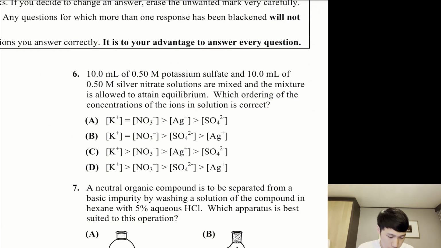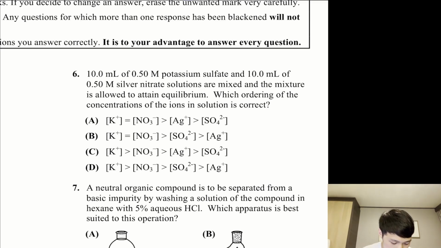Problem 6. 10 mL of 0.5 molar potassium sulfate and 10 mL of 0.5 molar silver nitrate are mixed, and the mixture is allowed to attain equilibrium. Which ordering of the concentrations of the ions in solution is correct? So to solve this problem, what we can do is figure out the millimoles of each of the ions in solution. Because they're all being divided by the same volume, whichever one has more millimoles in the final solution will also have the higher concentration in the final solution. So let's figure that out.